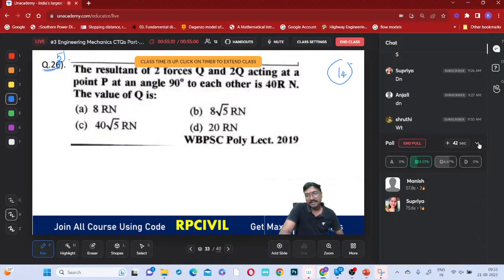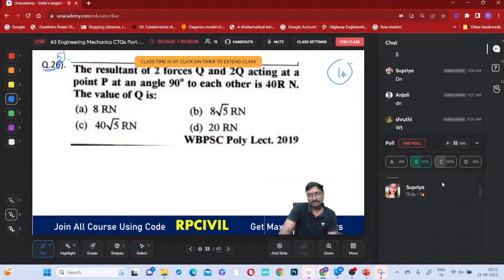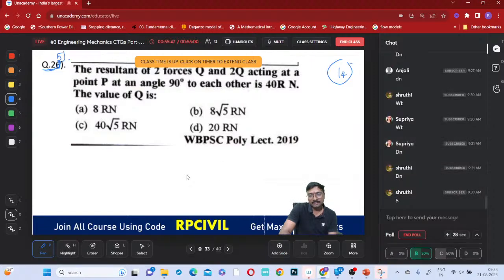Manish Supriya answered correctly. As we discussed, we will be solving all the questions now. Are you sticking to the plan? Same plan? Manish Supriya answered correctly. All questions will be solved, that is the plan. Shall we go for that? Okay.